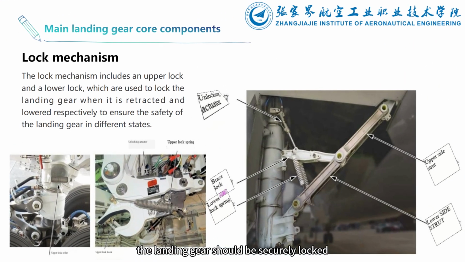The landing gear should be securely locked in both the retracted and lowered positions. Locking in the up retraction position can prevent the landing gear from being lowered during flight or under the action of external forces. Locking in the down position prevents the landing gear from being suddenly retracted by a large impact during landing or accidentally retracted during ground taxiing and parking.